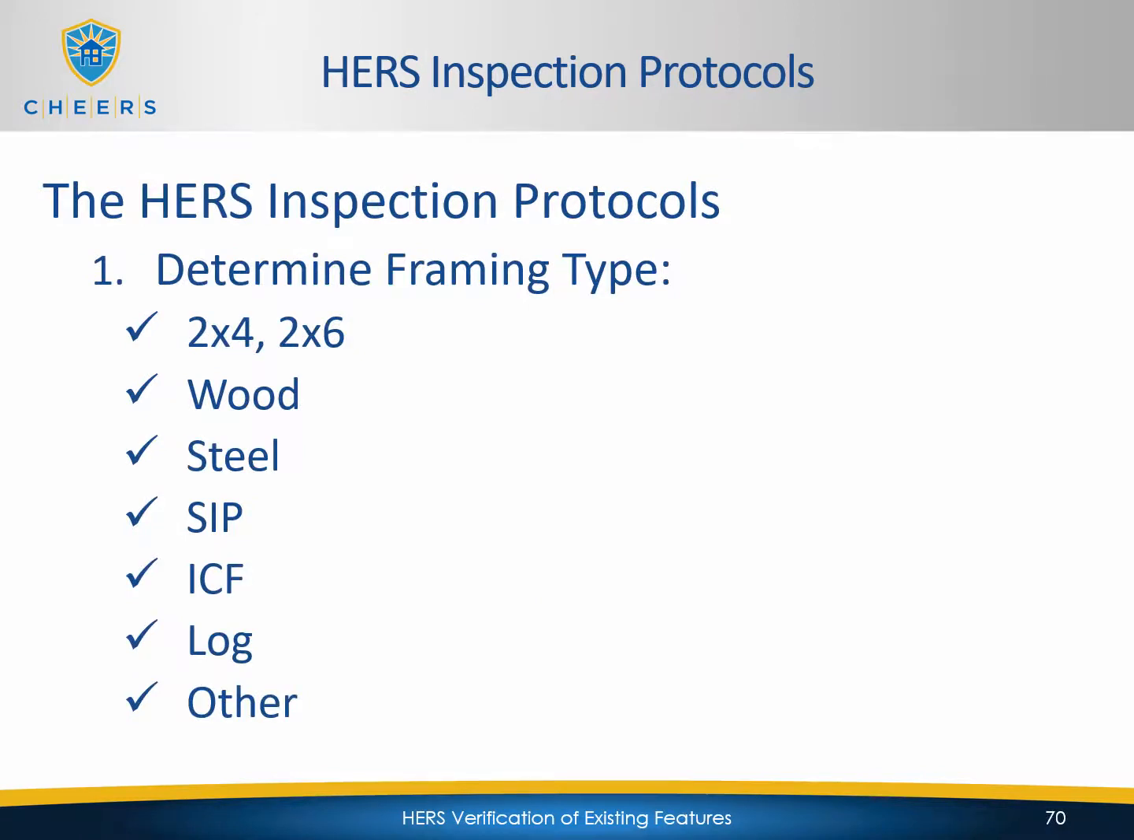So first of all, as far as the construction goes, you want to determine the framing type: 2x4, 2x6, is it wood, steel, SIPs, ICPF, logs, or any other type of construction.